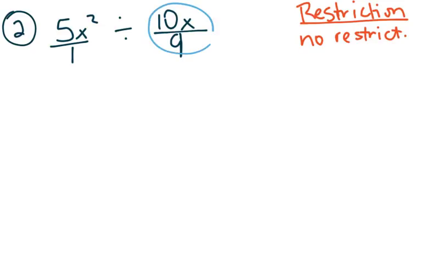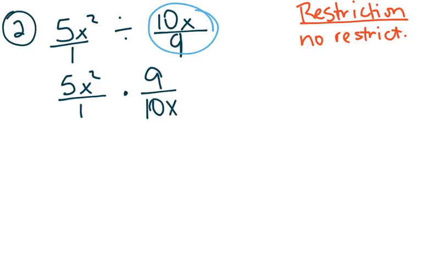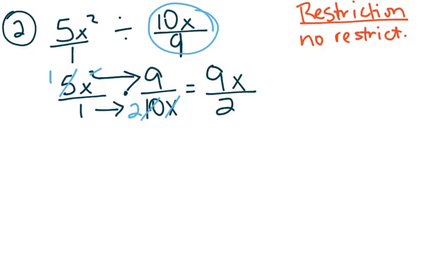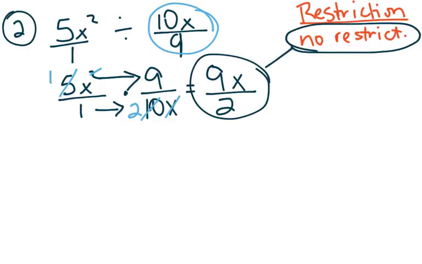Now, I am going to flip my second: 5x squared over 1 times 9 over 10x. Now, if we want to, we can simplify. I notice a 5 and a 10. I know those cancel. 5 goes into 5 one time, 5 goes into 10 two times. And my x down here will cancel out one of those x's. So here I've got 1x times 9 is 9x, and 1 times 2 is 2. So I have my answer, 9x over 2, and no restrictions.